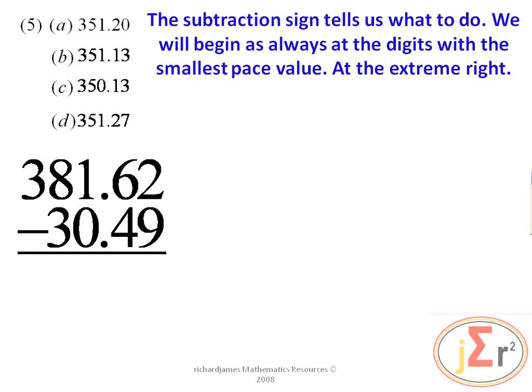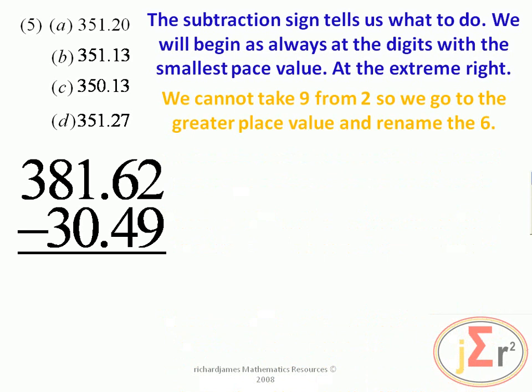We will begin, as always, at the digits with the smallest place value, which is at the extreme right. So we will begin at the extreme right. What do we find at the extreme right? We will find the digits with the smallest place value. So we will add and subtract. We even multiply with the smallest place values going first. But when we were dividing, we use the largest place values first. So let's go.